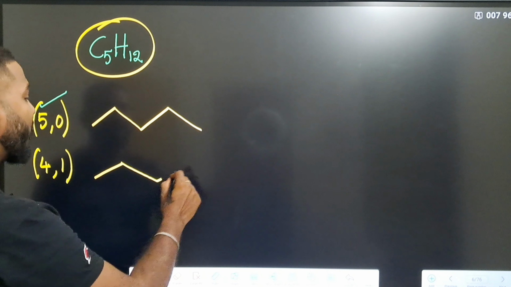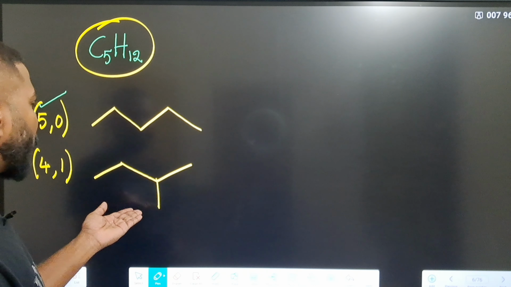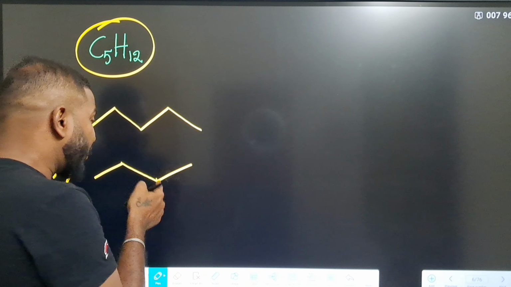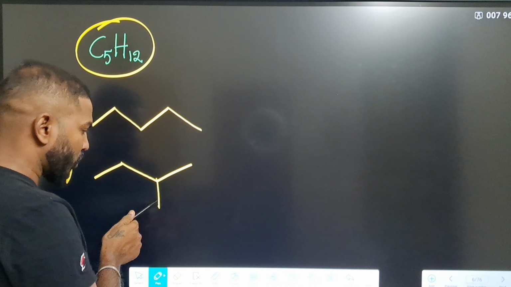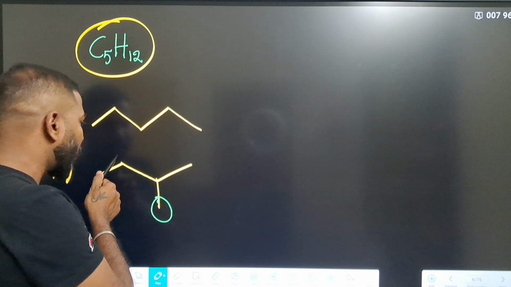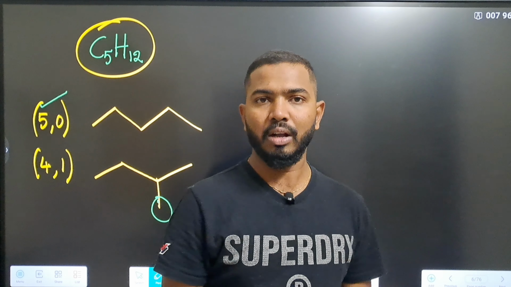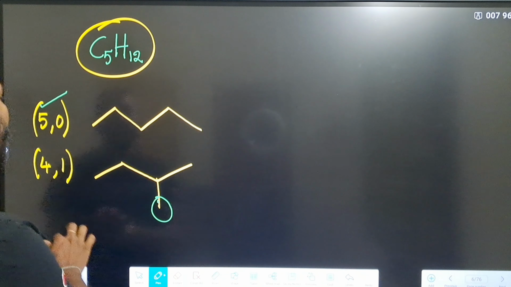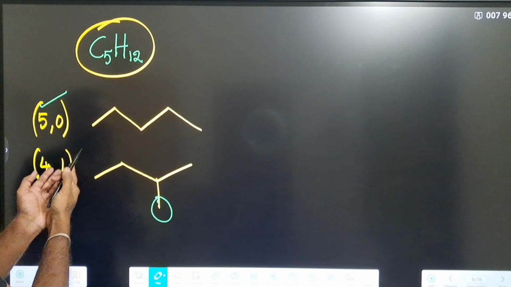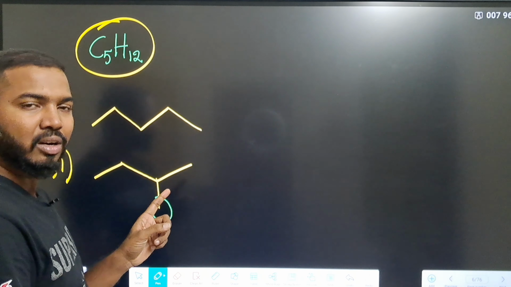And now what we can have? Yes, 4 carbons in the parent chain with 1 substituent. Yes, this is also possible. And now just observe the next corresponding positional isomer also. If we keep this methyl group here, then also we are going to get the same compound, that is 2-methyl butane. So we are not going to get any more in this 4 comma 1, that is 4 carbons in the parent chain with 1 methyl substituent, we get only 1 isomer.